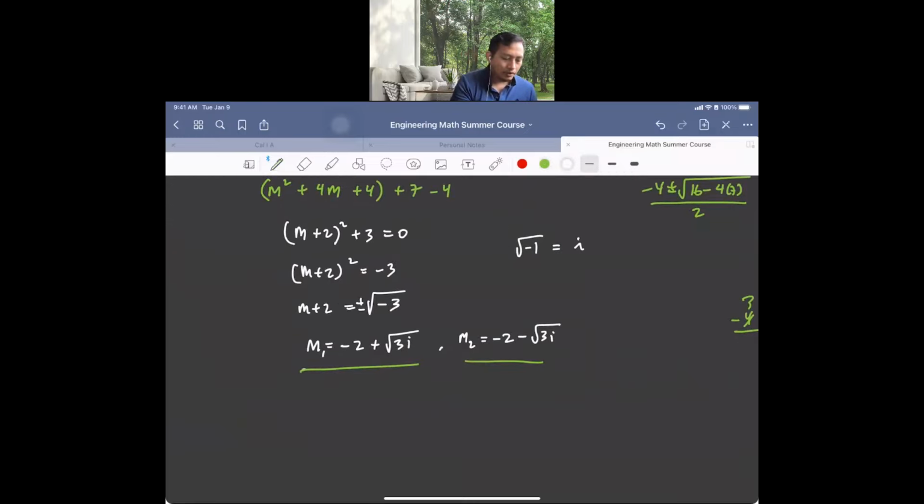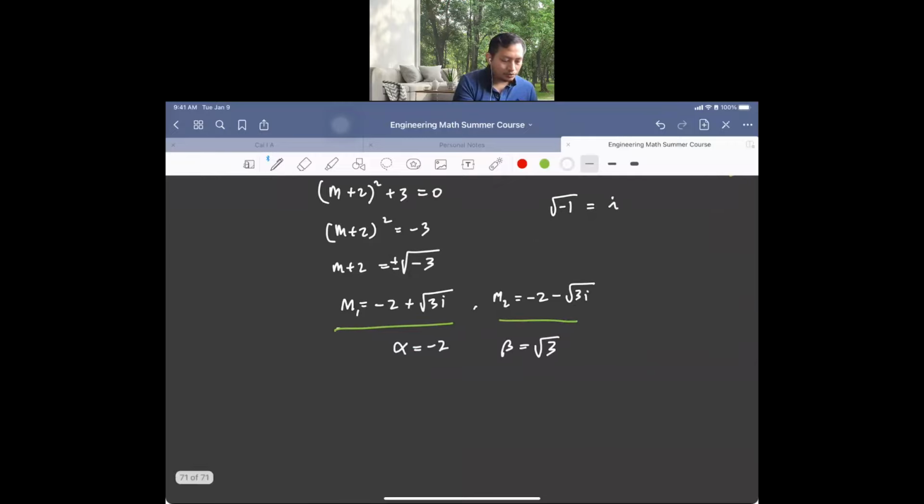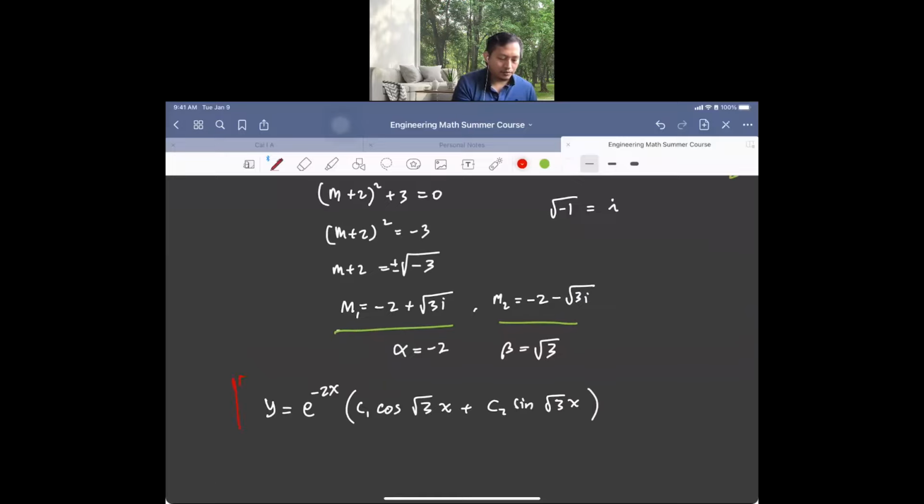Okay, so we have m1 and m2. Then we know that alpha will be -2 and beta is square root of 3. Then we just plug into what we had before: e to the power of alpha x, so e to the -2x, and then c1 cosine of square root of 3 x plus c2 sine of square root of 3 x. This is the general solution.